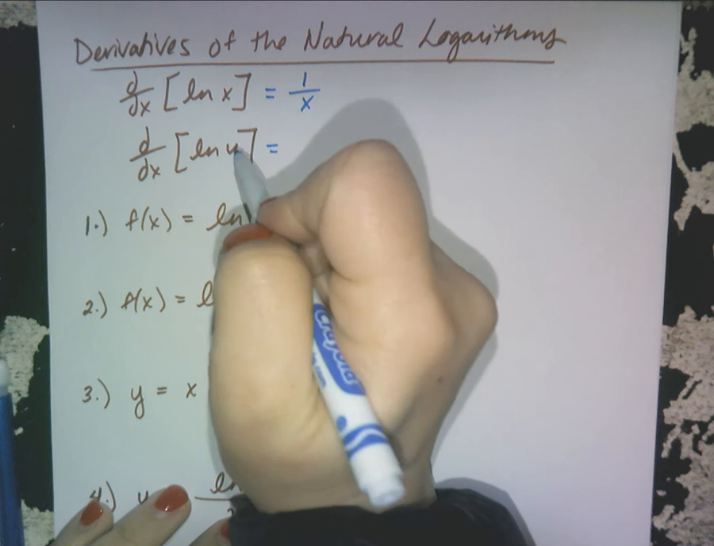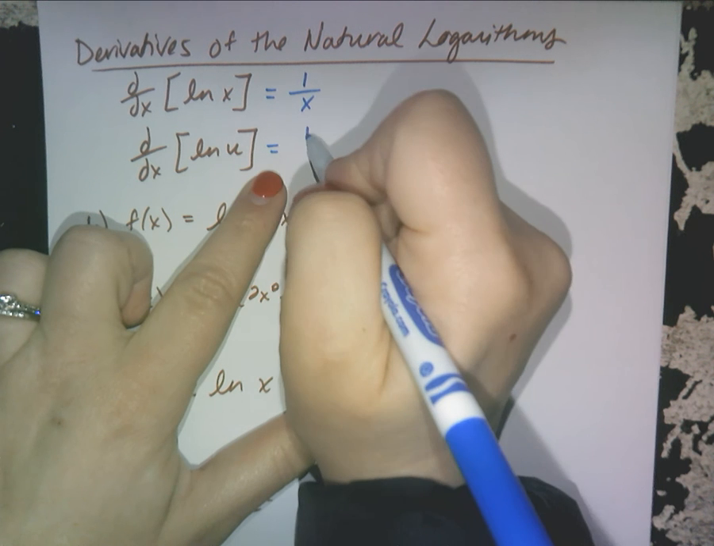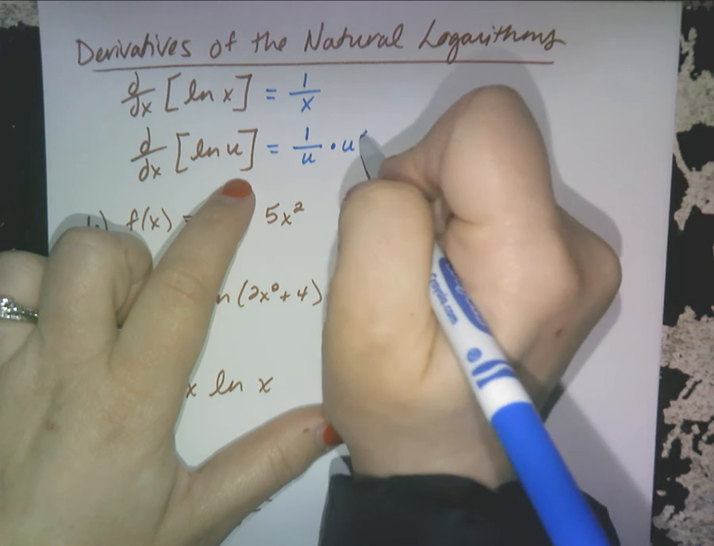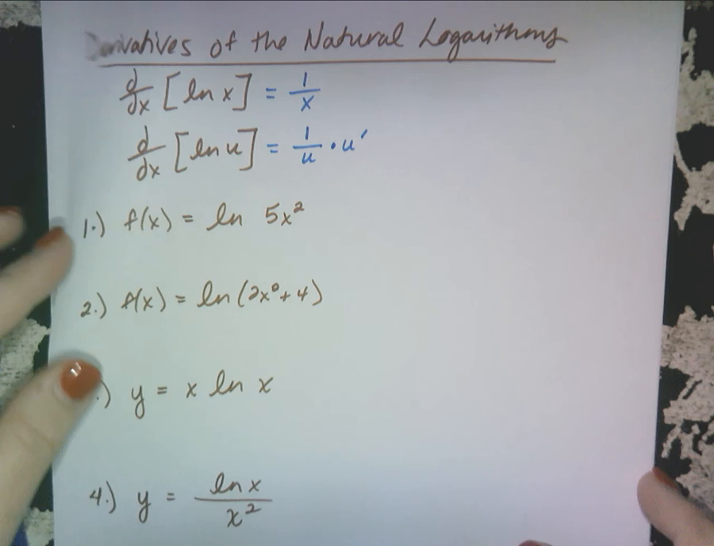So what if this was not an x? What if it was a u? What if it was like an x squared or a 5x or a 2x? What would you think would change? So it'd be 1 over u times the chain, times the derivative. That's it. That's the new thing you got to do. You're supposed to make these all one fraction. At the end we can leave it as 2 separate fractions, but you are supposed to make everything as one entire fraction.